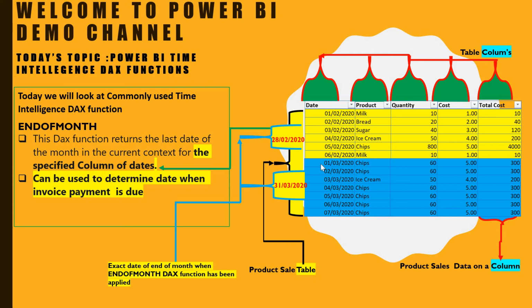Again, it's going to loop on the next row, and you can see this is 1st of March 2020, and it's going to give us 31st of March 2020. This will happen for all the rows of the date column. Let's see how this is applicable in a DAX and Power BI environment.